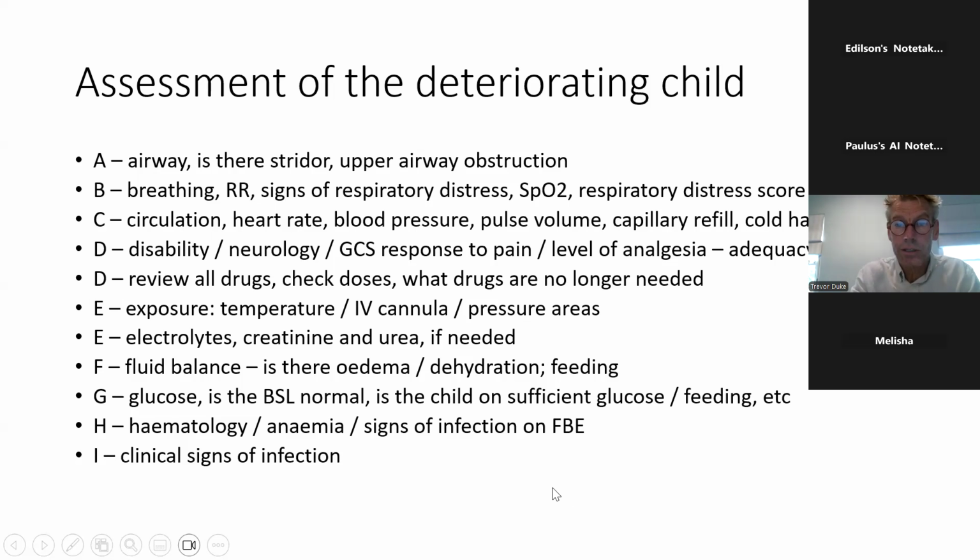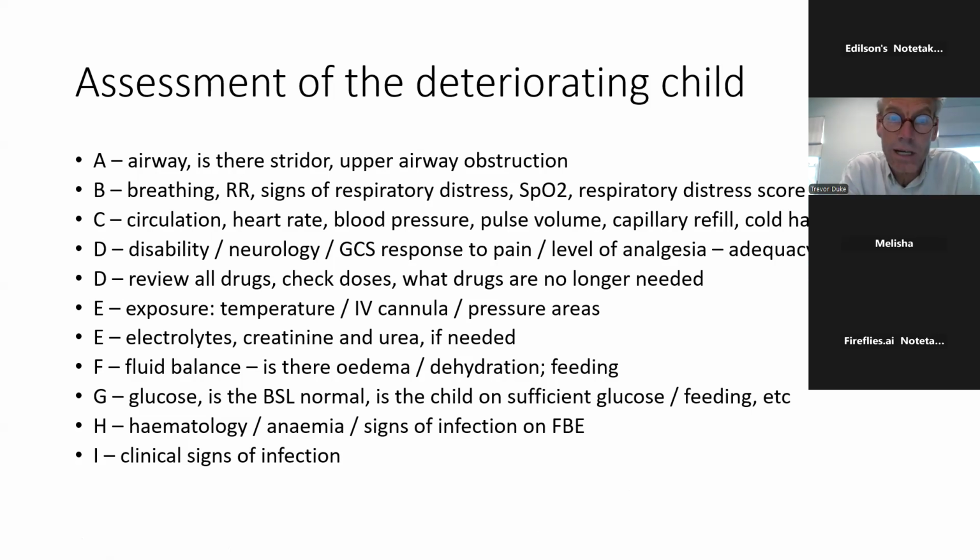Sometimes when we're assessing a deteriorating child at the bedside, it's useful to have a sort of alphabetical algorithm. This is what I usually go through. It doesn't have to be done in this order, but I always find it quite useful to think about this in a seriously ill child. So think about the airway. Is there a stridor, upper airway obstruction? We talked about this before.